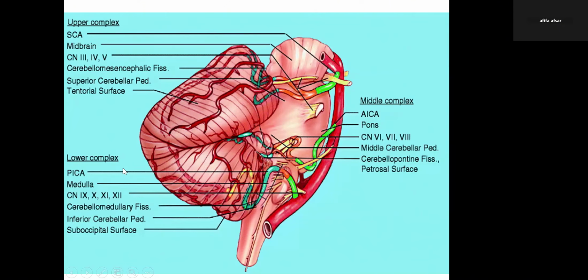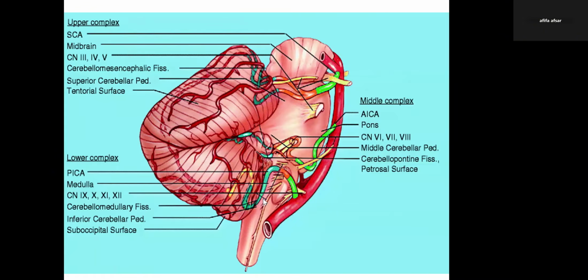Then we have the lower complex, which includes the vessel PICA, which is a branch of the vertebral. Again, we can see that this is the vertebral and this is the vessel. PICA tends to form a loop around caudally and then comes down rostrally to supply the surface of the cerebellum. So this is the medulla, which is the portion of the brainstem that is associated with the lower complex.